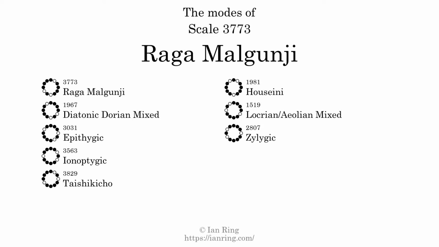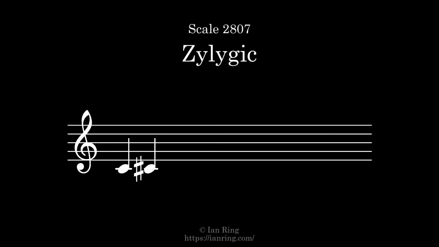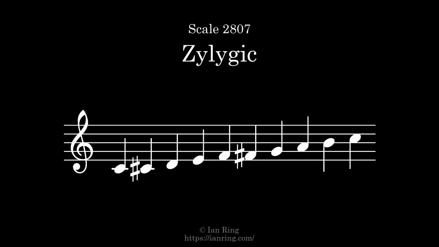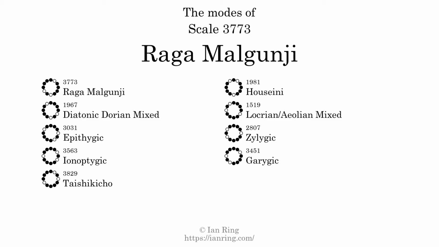The eighth mode is scale 2807, also known as xylogic. It sounds like this. The ninth and last mode is scale 3451, also known as gyragic. It sounds like this.